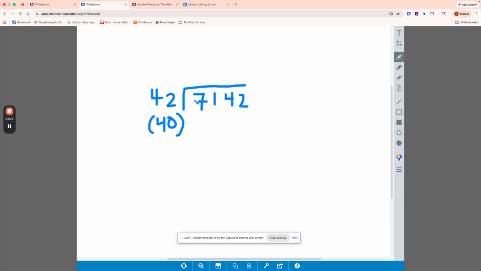So 42 doesn't divide 7. All right, so here's 7. It doesn't divide 7, so if I have 7,000s, I can't give 7 to 42 people. How about 7 hundreds? Yes, you sure can. So how many times will that work? Well, what times 42 is close to 71?